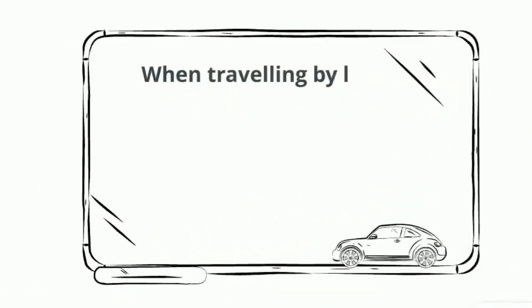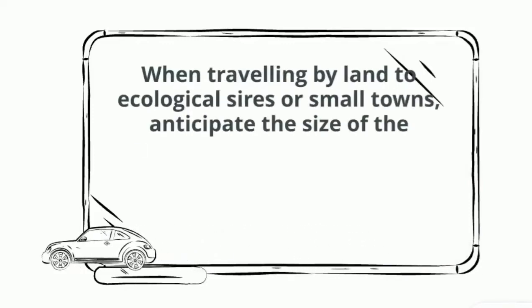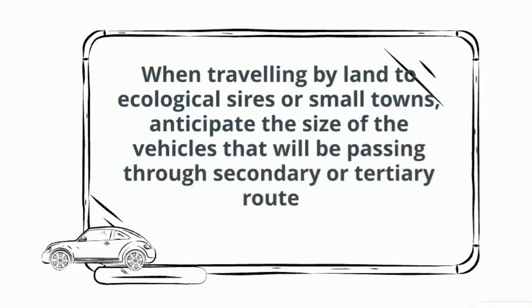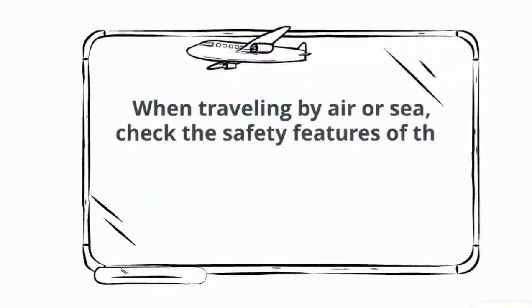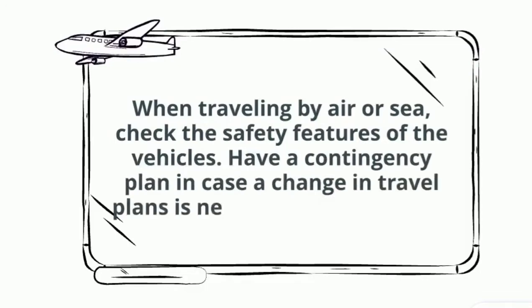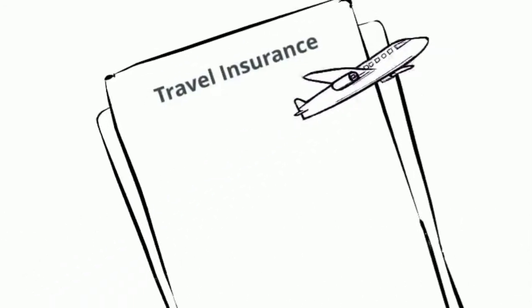When traveling by land to ecological sites or small towns, anticipate the size of the vehicles that will be passing through secondary or tertiary routes. When traveling by air or sea, check the safety features of the vehicles. Have a contingency plan in case a change in travel plans is necessary in view of bad weather conditions. For all travel, carefully evaluate the need for travel insurance for all the participants. It is always best to be covered for all uncertainties.